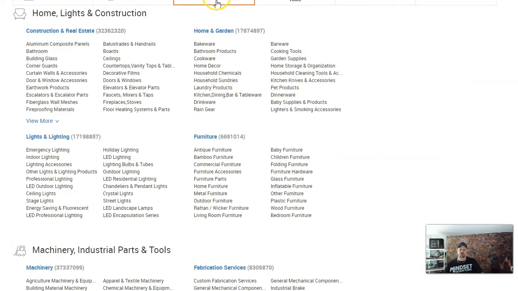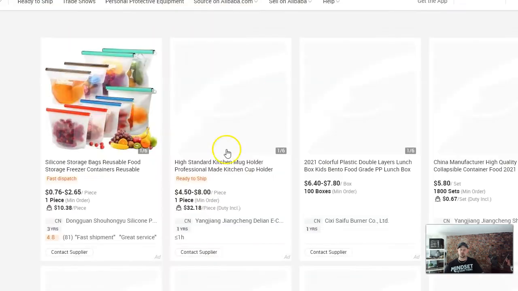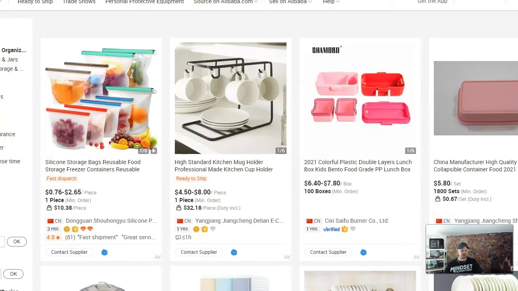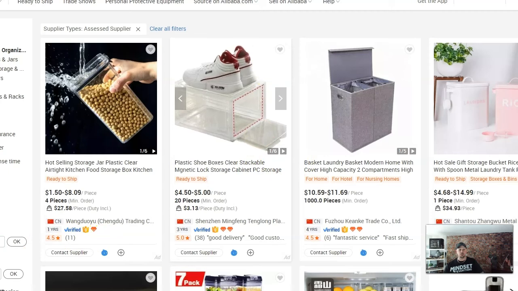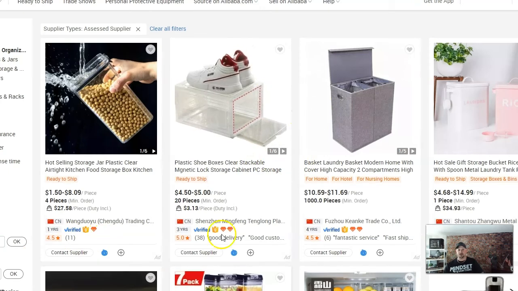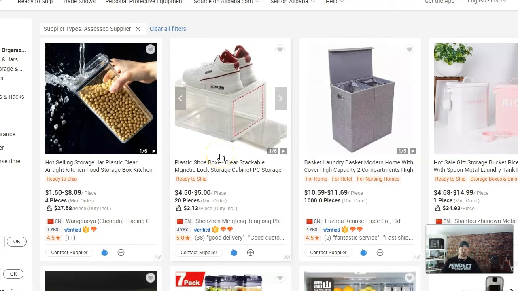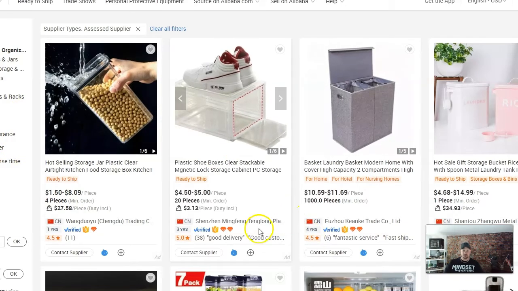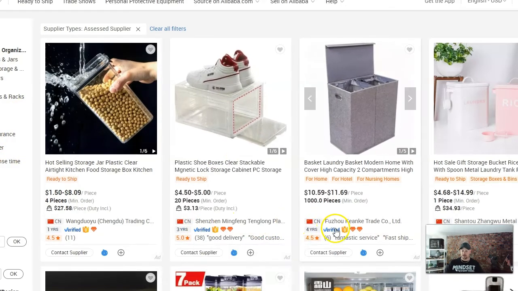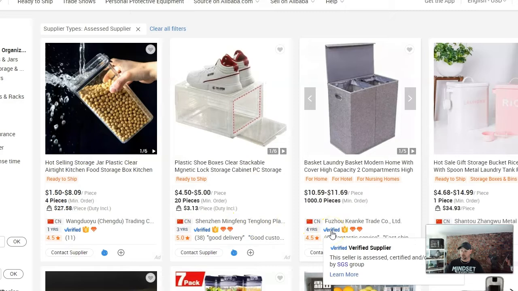So we're going to click on Home right here, and we're going to click on Home Storage and Organization. And once we get here, there's going to be some filters on the left side, and this is one I like to click, which is Verified Supplier. It just means they go through a process with Alibaba, and they have to submit a lot of documentation. So what will happen is once they get verified, see how these people, they got the verified badge. And you can click on it, it'll give you all the information about it.